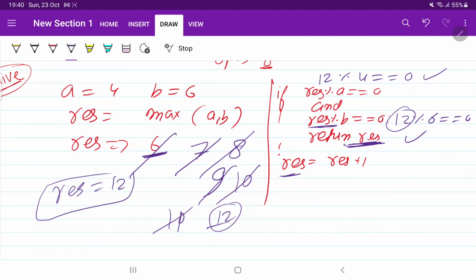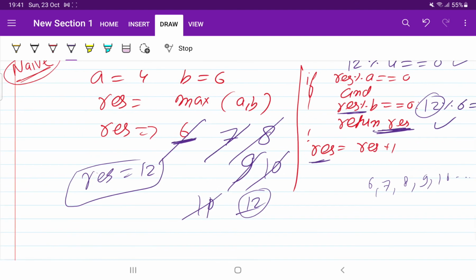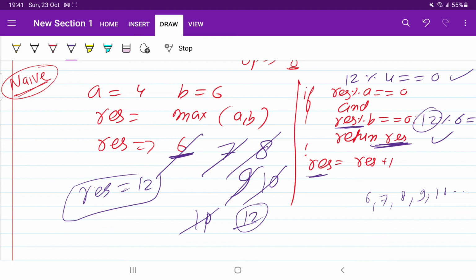Again, this is going to take a lot of time, because you are not sure when you are going to get a number which is divisible by both. You started from 6, then you check 7, then 8, then 9, then 10 and so on, and you keep on checking the numbers. There may be a possibility that you find the number very far away, so the computer will take a lot of time. This is one of the approaches that should click in your mind.